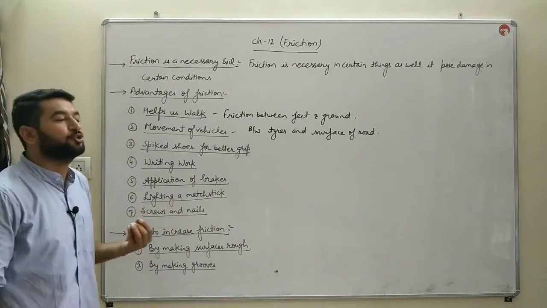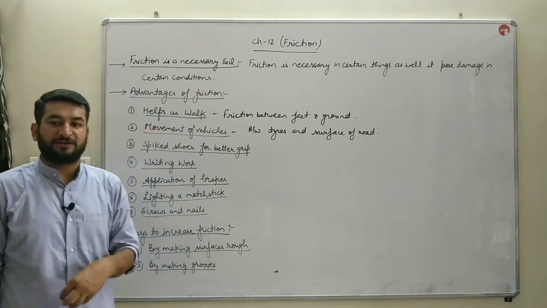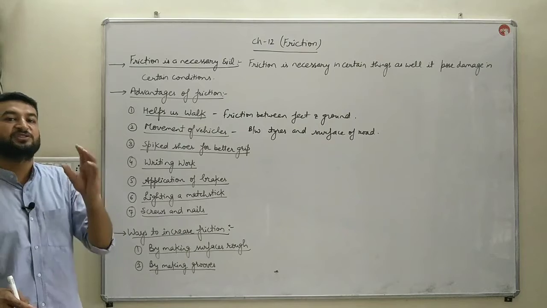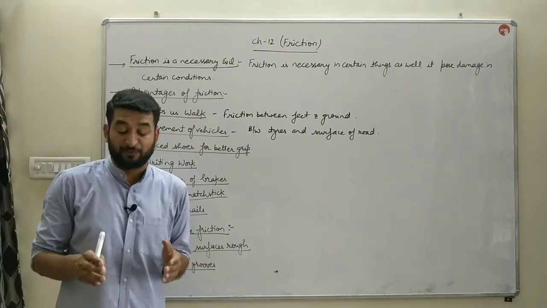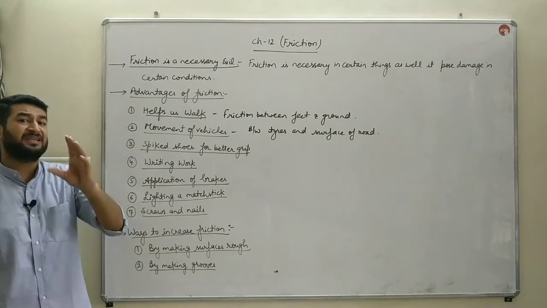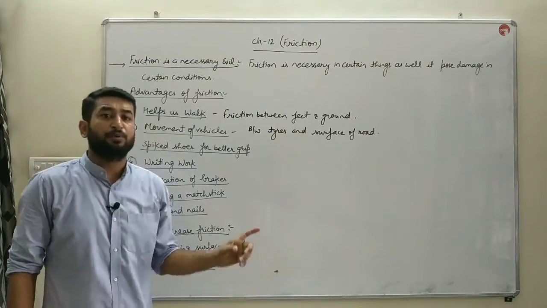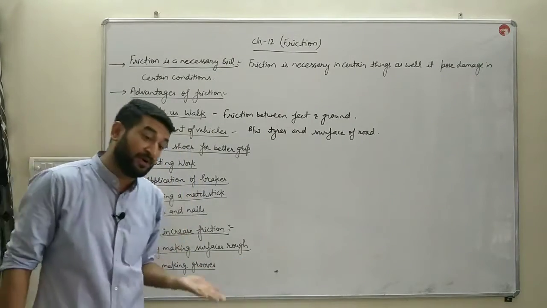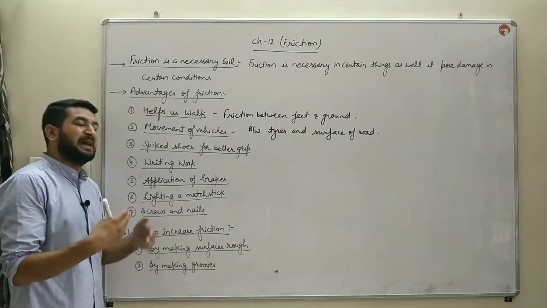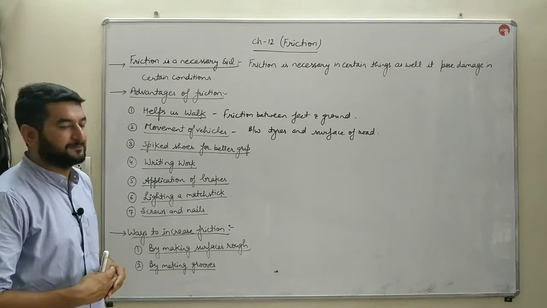Next, spiked shoes on the athletes for better grip. You must have seen that athletes wear certain spiked shoes, as the spikes provided with the shoes will give them a better grip, as spikes increase the friction between the feet and the ground. Due to that more friction, a better grip is provided to that athlete.